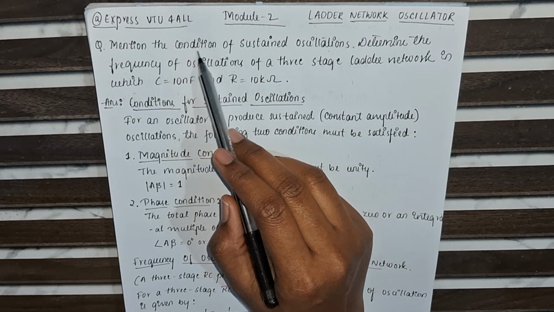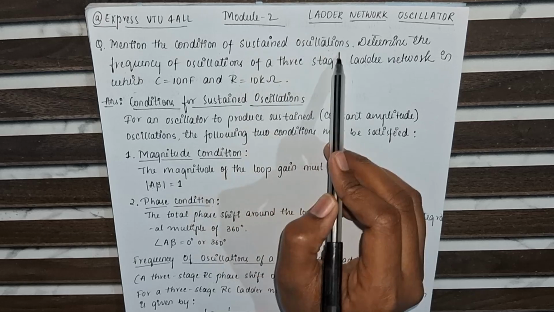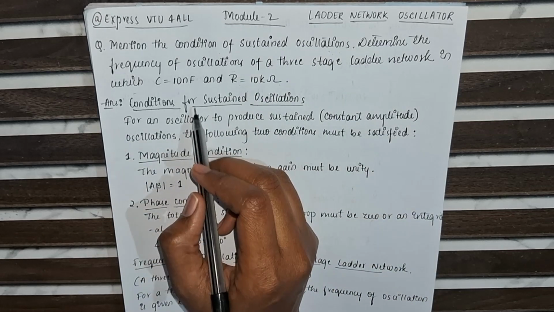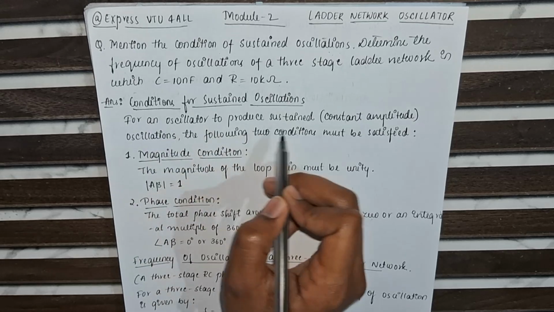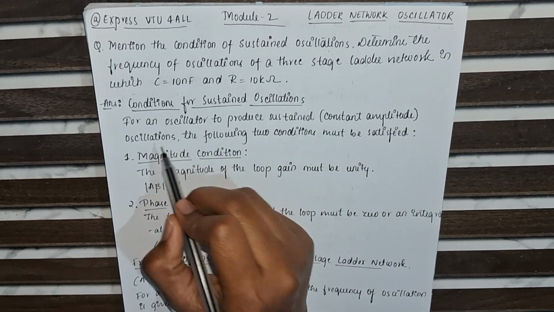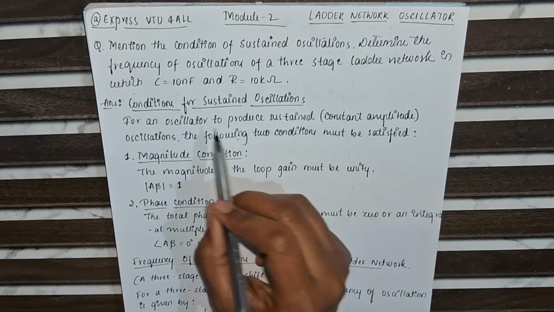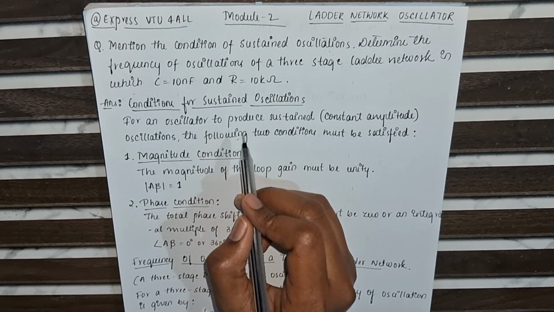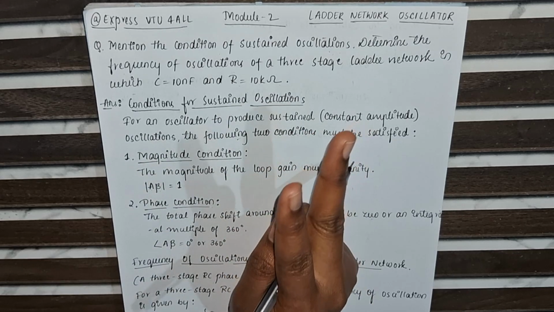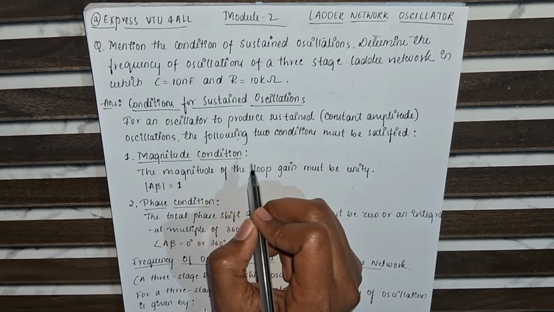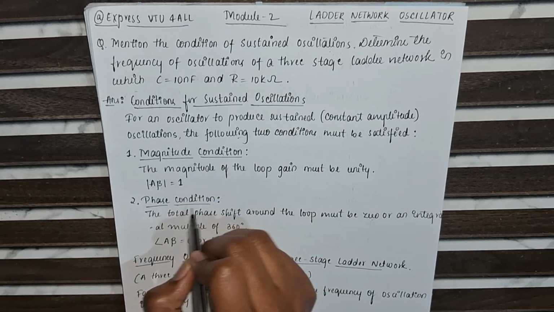First we will come to know the conditions required for sustained oscillations. For an oscillator to produce sustained constant amplitude oscillations, the following two conditions must be satisfied. So here, for an electronic circuit to produce a continuous oscillation, two basic conditions must be satisfied. These are known as Barkhausen conditions. The first condition is the magnitude condition, the second is the phase condition.